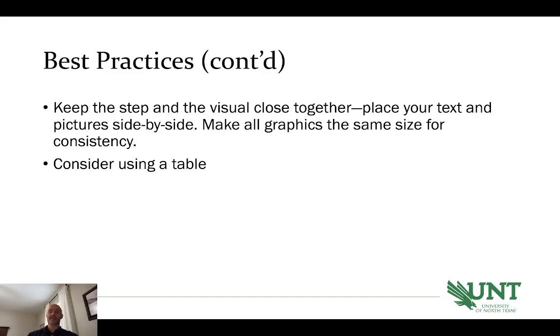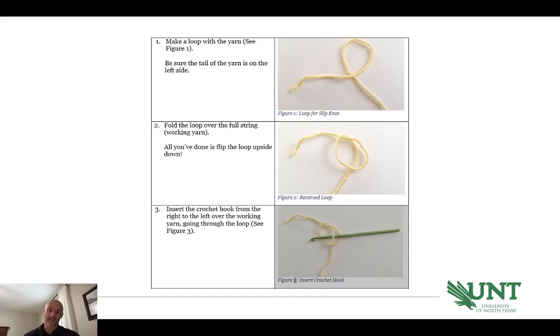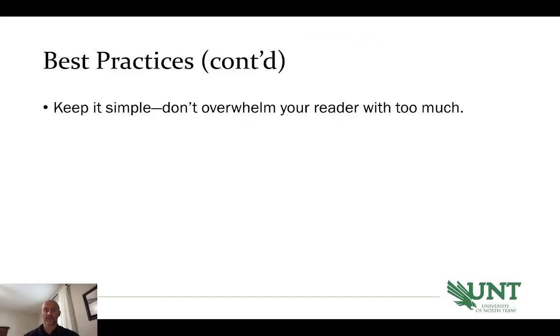You want to keep the step and the visual close together. So place them side by side if you can. And if you can, make all the graphics the same size, the same dimensions for consistency. It'll make your instructions look really, really nice. And then consider using tables to help you do this, to keep the text and the image side by side. Here's an example of what I mean. And once you've done this, you can turn off those borders so that it doesn't look like a table. It looks just like a nicely designed set of instructions.